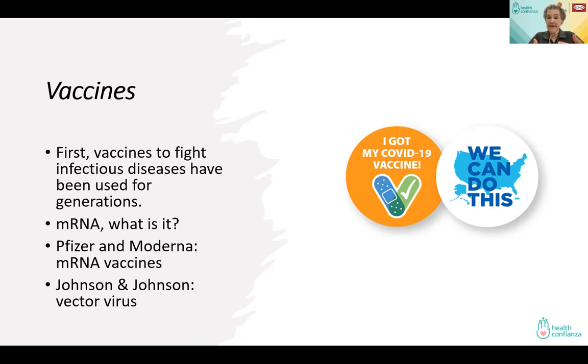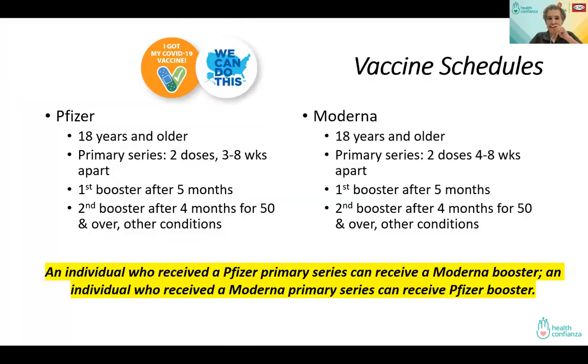As I said, Pfizer and Moderna are mRNA, whereas Johnson & Johnson is a viral vector vaccine. We don't hear too much about Johnson & Johnson anymore, but it uses a vector virus that carries a very, very small part of the virus to get an immune response from the body. Next slide, please. The vaccine schedules, I know sometimes they can be very confusing, but just to go over again, Pfizer and the Moderna.